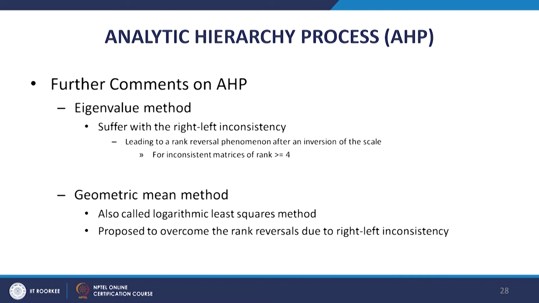Now, let us talk about the next method, the geometric mean method, which is also referred to as the logarithmic least squares method. This method was proposed to overcome the right-left inconsistency problem that we have in the eigenvalue method, that is, the rank reversal. Under this method an error term was also incorporated in the equation. Previously we talked about how, if we have a perfectly consistent matrix, then Aij would be Pi divided by Pj. However, if that is not the case, this is being proposed, where an error component is also part of this.